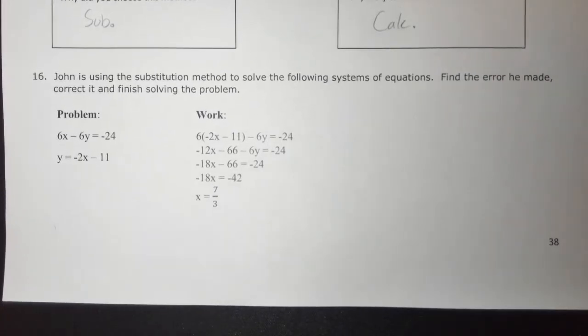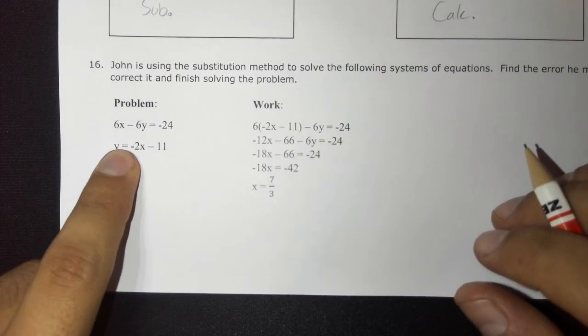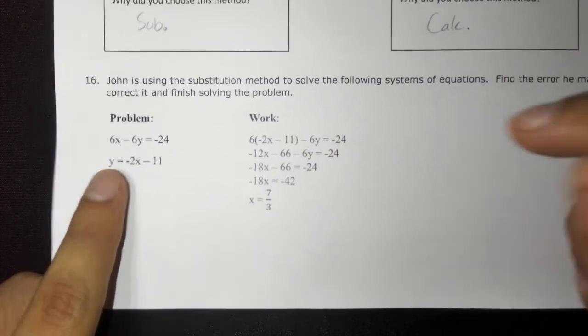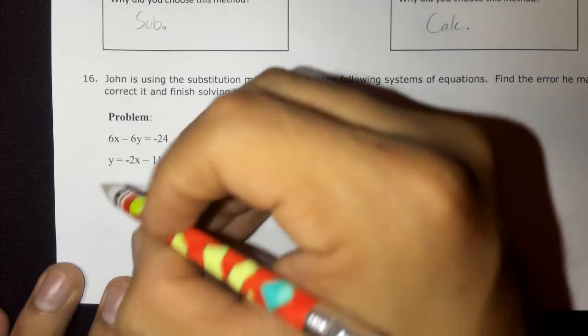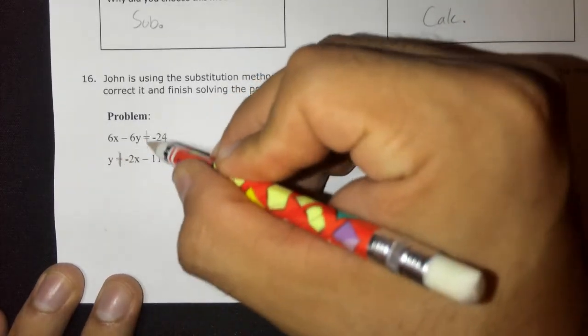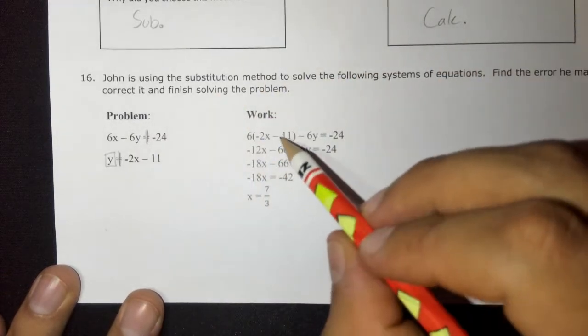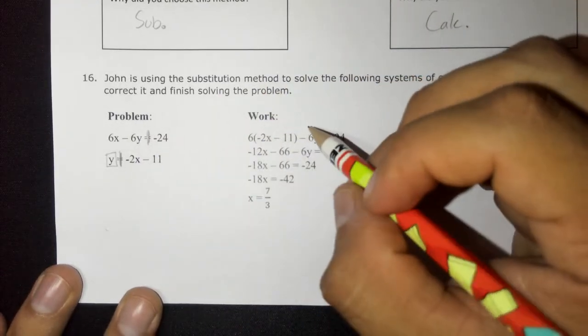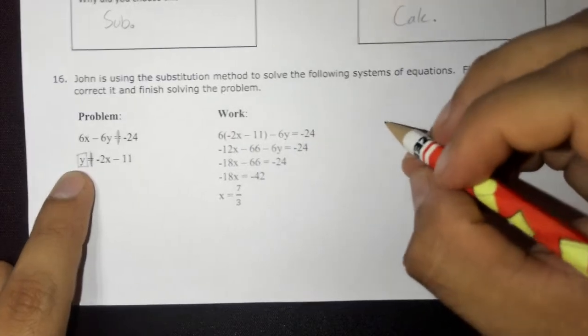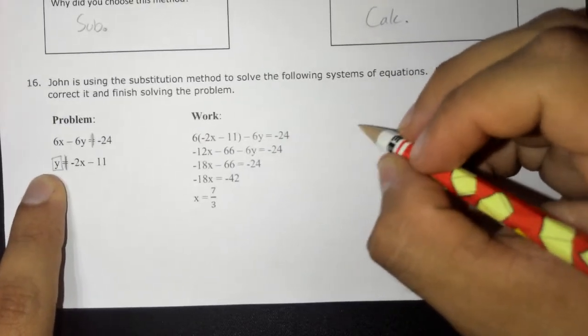And then finally, 16 says, John is using the substitution method to solve the following system of equations. Find the error he made, correct it, and finish solving the problem. There's his problem, there's his work. We just have to go through and solve, or figure out where his mistake is. So again, we draw the lines. We identify that y is by itself, which means that he rewrites it, which if we're just going to do our work over here.